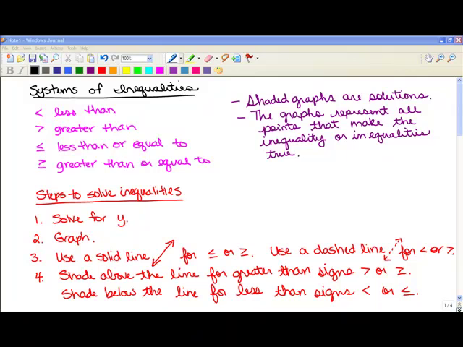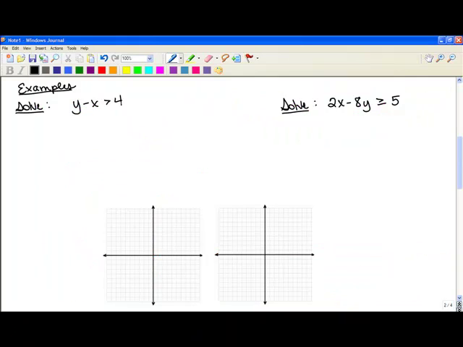Step 3 says we use a solid line if the inequality symbol has an equals to, and we use a dashed line if the inequality symbol does not have an equals to. And then finally, step 4, if we have a greater than sign, we will shade above the line. If we have a less than sign, we will shade below the line. Now let's take a look at a few examples.